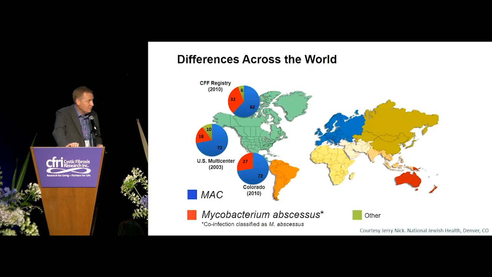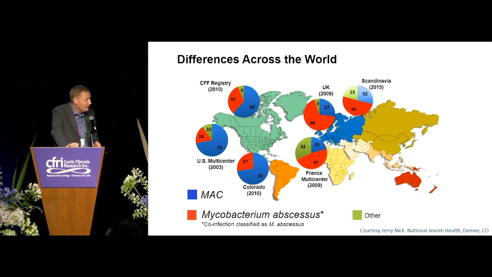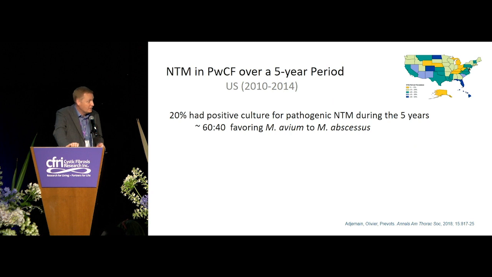and which of these mycobacteria one may be exposed to. This is supported, too, by differences we see across the globe. So here in North America, we see more of that MAC strain, and over in Europe, they see quite a lot more of Mycobacterium abscessus. So there do seem to be some distinctions based on geography, and that'll actually come up a little bit later.